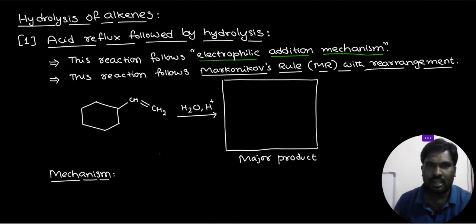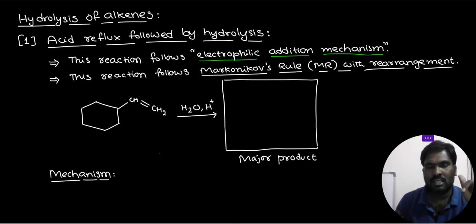There are three important hydrolysis reactions: acid reflux followed by hydrolysis, the oxymercuration demercuration reaction, and the hydroboration oxidation reaction. These three are very important reactions. Actually, we can learn these three reactions in alcohols, phenols, ethers.